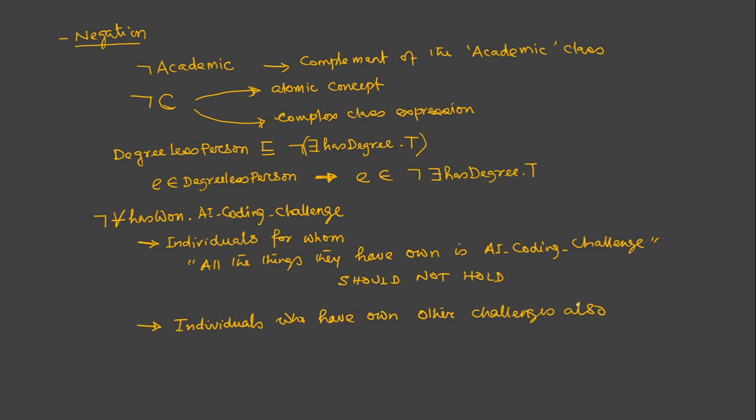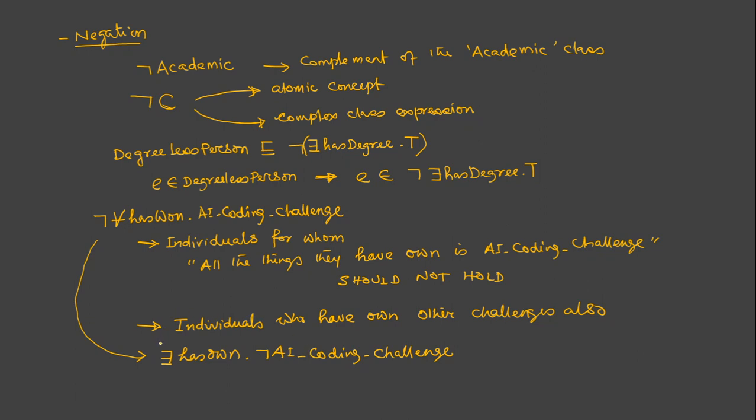Right? Now you can try to make this equivalent to something. So if we just move this negation inward, what will happen? This universal restriction will flip into existential restriction, then has one would remain the same, and we just say not of AI coding challenge. So that means the individuals who have one challenge or one thing that is not AI coding challenge.